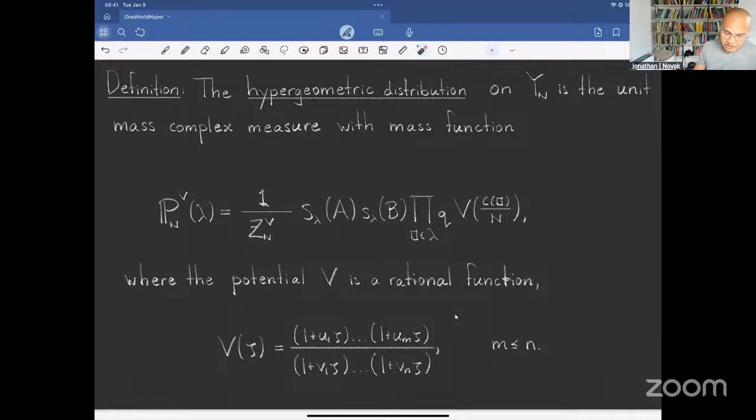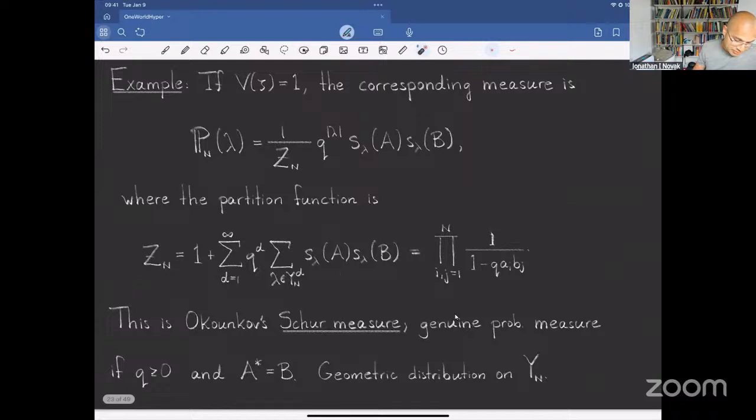Okay, and so probably at this point it will help to have an example of what such a distribution on partitions looks like. And here's the simplest example. So if your potential V is the constant function equal to 1, you get an extremely well-known distribution on Young diagrams. And this is Okounkov's Schur measure. Okay, it's called the Schur measure, but really what it is is a multivariate generalization of the geometric distribution, right?